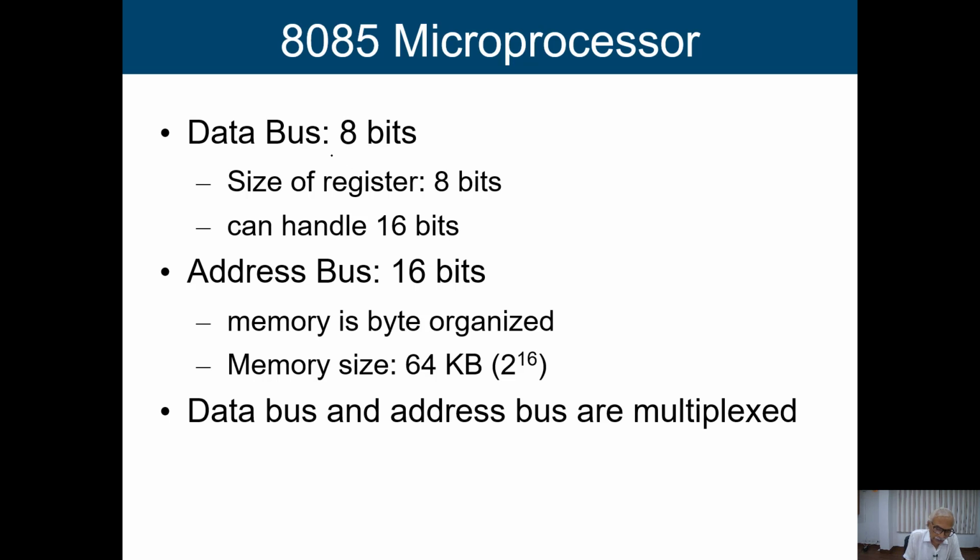So now after going through it, what we are going to get, already I mentioned that the size of the data bus is 8 bits. Okay, and the size of a register is 8 bits, but we can handle 16 bits also, because we can use two registers together and call this a register pair. The size of the address bus is 16 bits. Okay, that means we are having a 16-bit address.